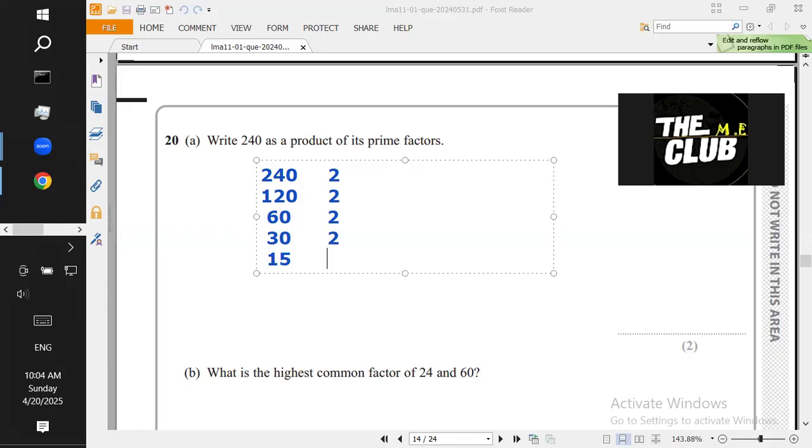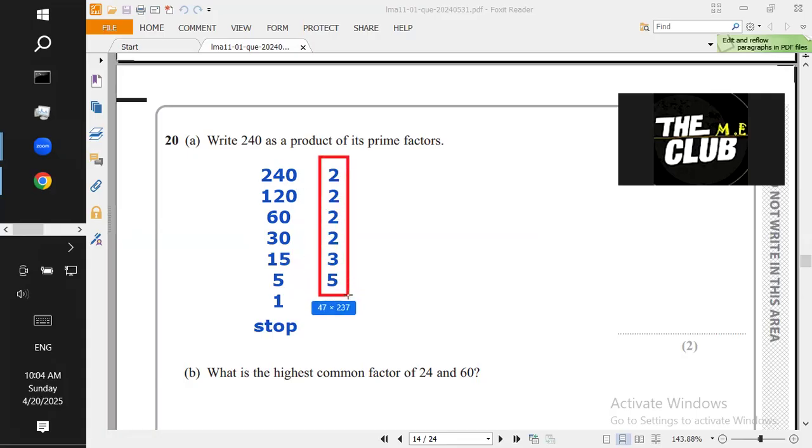So I'm going to use 3 now, and dividing by 3 will give me a 5, and then I can't divide 5 by 3, so I have to divide it by itself, which is 5, and this is the last division, which will give me 1. Now, when you reach 1, you have to stop dividing because we can't divide anymore. Now, the prime factors that I have on this side are the answer for this question.